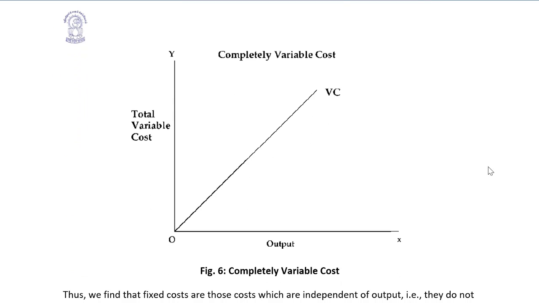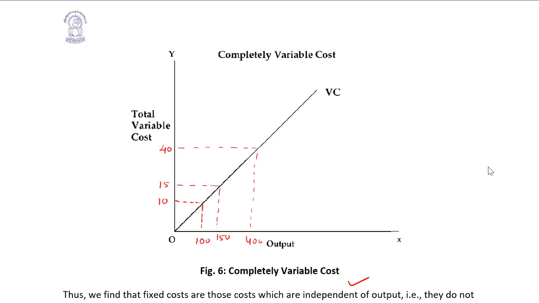Let's move ahead now and see this variable cost. Total variable cost is plotted on the y-axis, and on the x-axis, output. Completely variable cost. Students, you can see it over here. With the increase in output, when output is 100, the variable cost is 10. When output increased to 150, this also increased to 15. When output increased to 400, it also increased to 40.